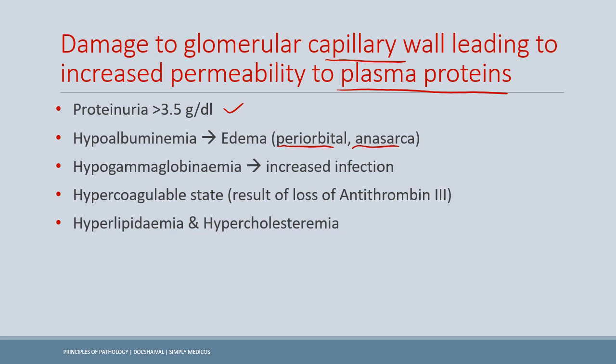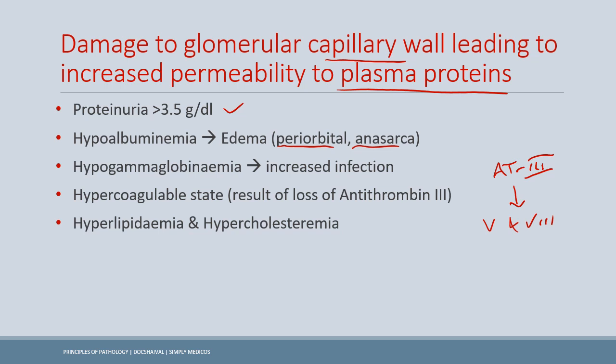Then the antithrombin 3 is also lost. Recall that antithrombin 3 actually prevents the hypercoagulous state by inactivating the factor 5 and factor 8. So that would lead to hypercoagulous state, and that can cause the renal vein thrombosis in the nephrotic patients.